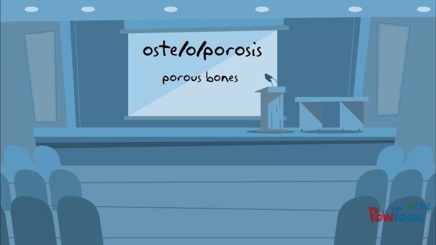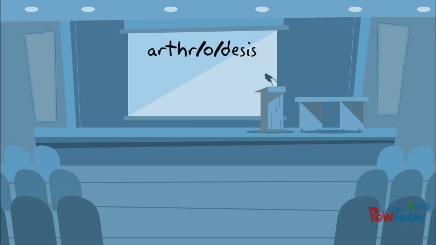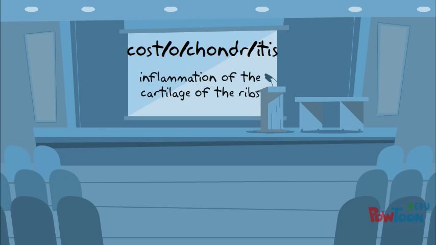Osteoporosis means porous bones. Spondylitis is inflammation of any of the vertebrae, usually characterized by stiffness and pain. Arthrodesis is surgical immobilization of a joint. Costochondritis is inflammation of cartilage of the ribs.